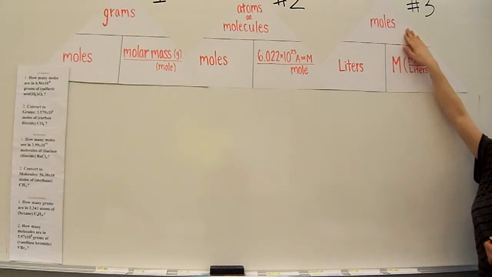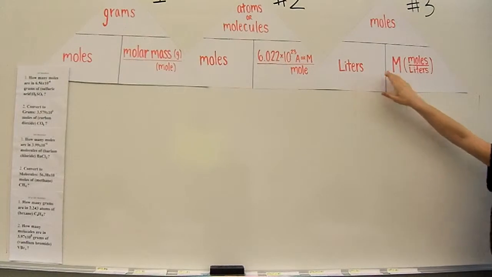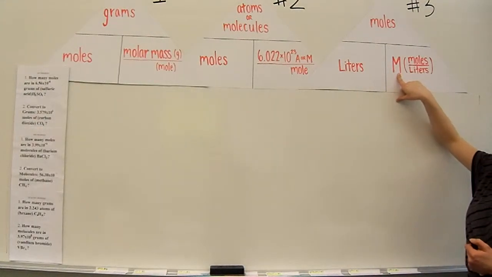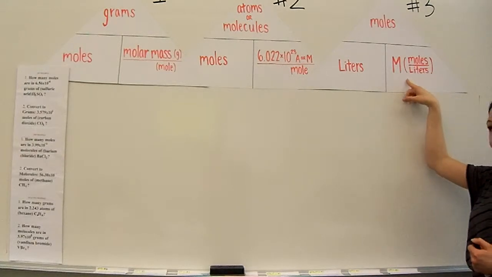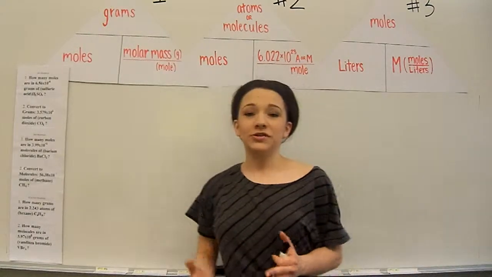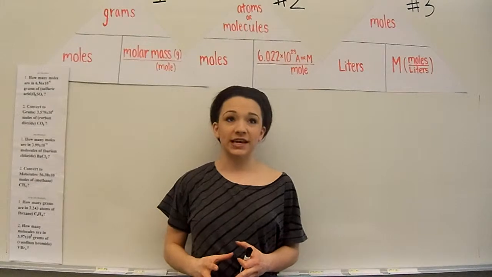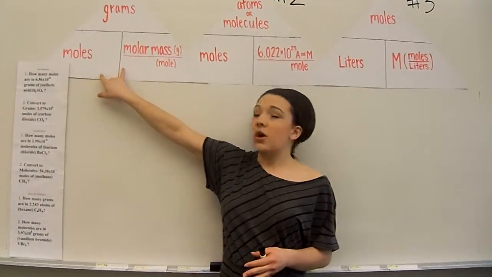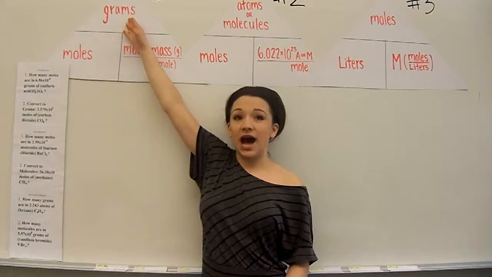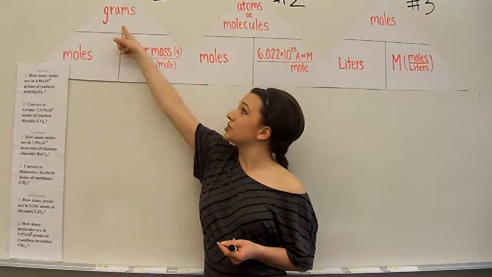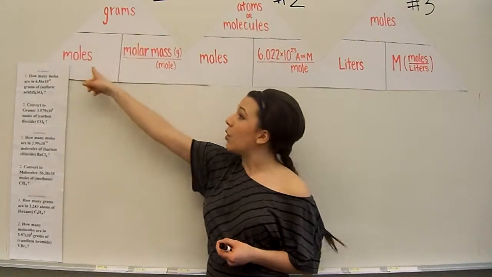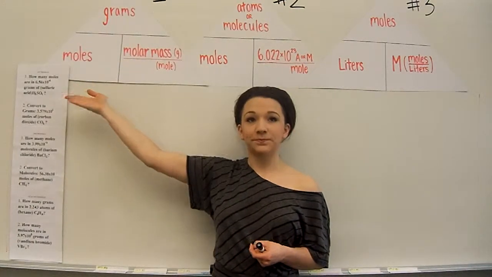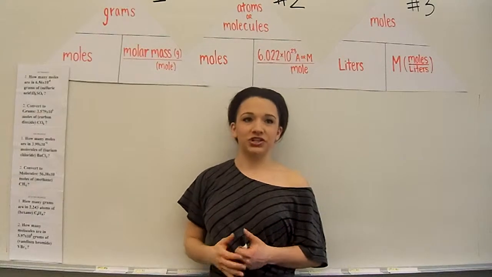In the third triangle, we have moles, liters, and this bolded M is called molarity, which is equivalent to moles over liters. We use these triangles using the process that the bottom two portions of the triangle will be multiplied together to get you the top, or the top portion will be divided by one of the two bottoms to get you the opposite side, the opposite portion of the triangle.